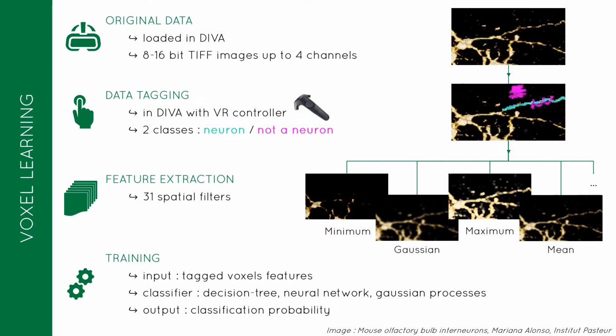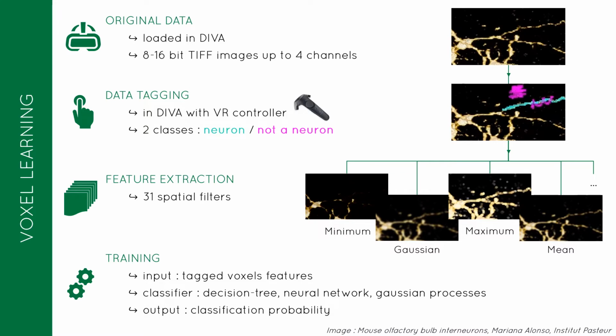I will now walk you through the different steps of the voxel learning pipeline for 3D segmentation. Once the original image has been loaded in DIVA, here you can see our working example collected in a collaborating lab from the Institut Pasteur. You can see mouse olfactory bulb interneurons collected on a confocal microscope. The first step in virtual reality is the data tagging. You use the virtual reality controller to tag voxels, only a few of them, with two different colors: blue for voxels belonging to a neuron and pink for voxels not belonging to a neuron.